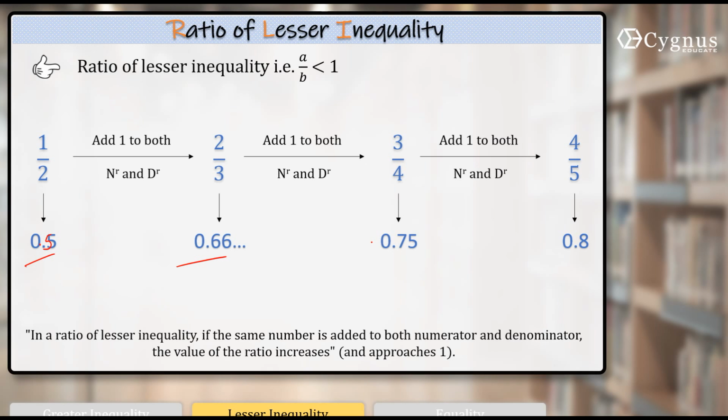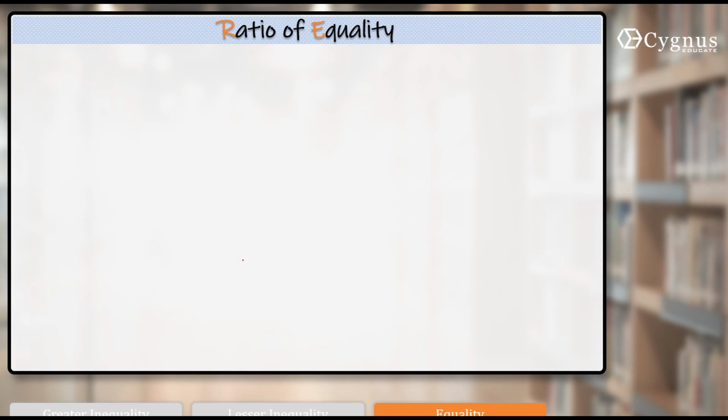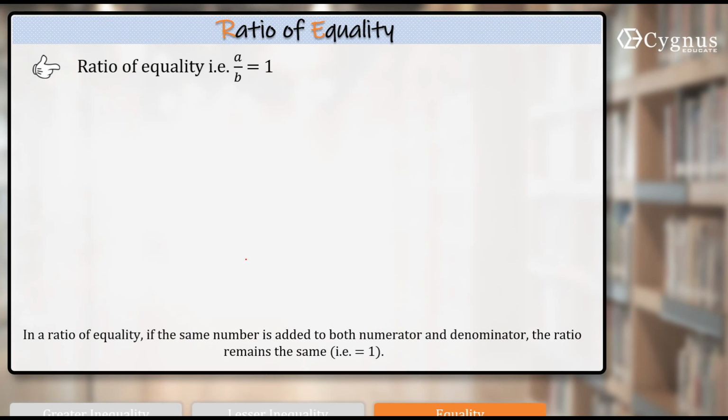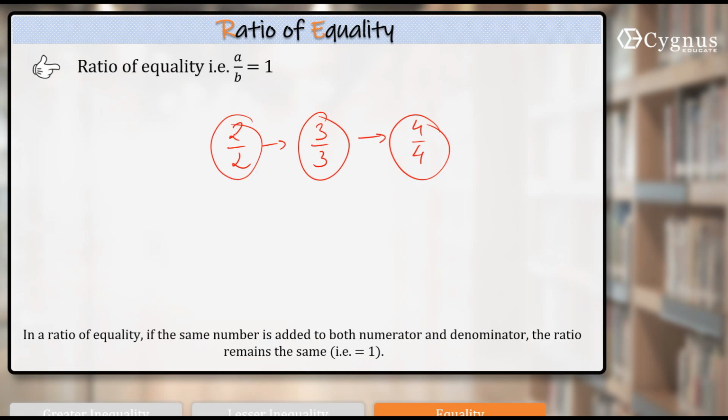So what can be said here? In the ratio of lesser inequality, if the same number is added to both numerator and denominator, the value of the ratio increases. And what if you subtract something? The result will be reverse. The ratio will decrease. So in case of equality, what will happen? If the same number is added to the numerator and denominator, the ratio remains the same. For example, 2 by 2. When you add 1, 1 to both, it becomes 3 by 3. When you add 1, 1 again, it becomes 4 by 4. All the values are equal to 1. So the answer remains the same here.